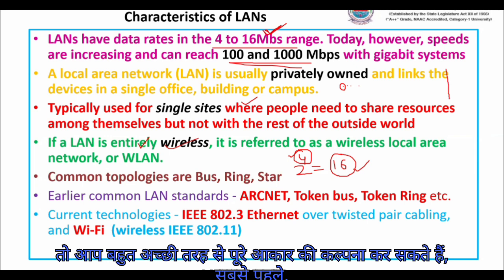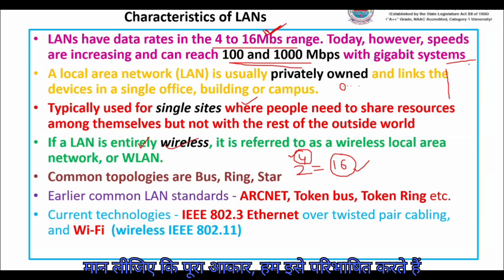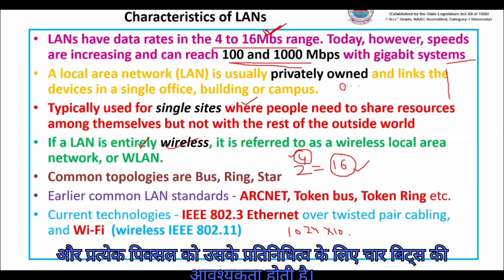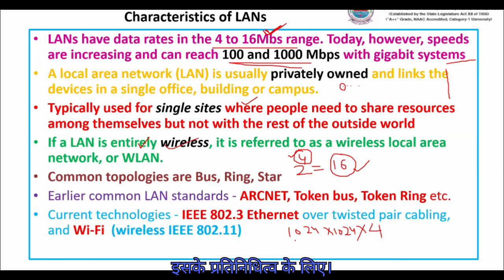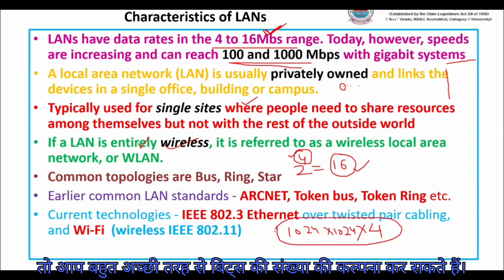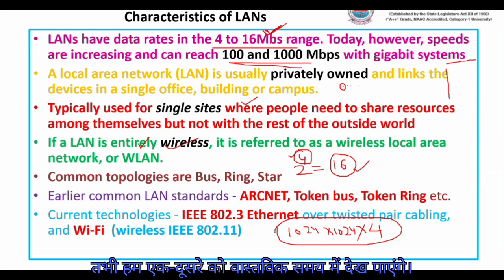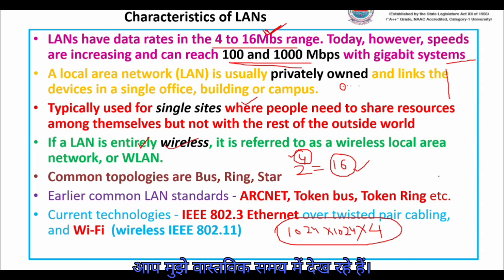So you can very well imagine the complete size. First of all, the size of this picture, which we define in terms of resolution. Suppose the size is 1024 by 1024 pixels, and every pixel requires 4 bits for its representation. You can imagine the number of bits required to code one frame, and here we have thousands of frames. Transmission should be very, very fast, then only will we be able to view each other in real time.